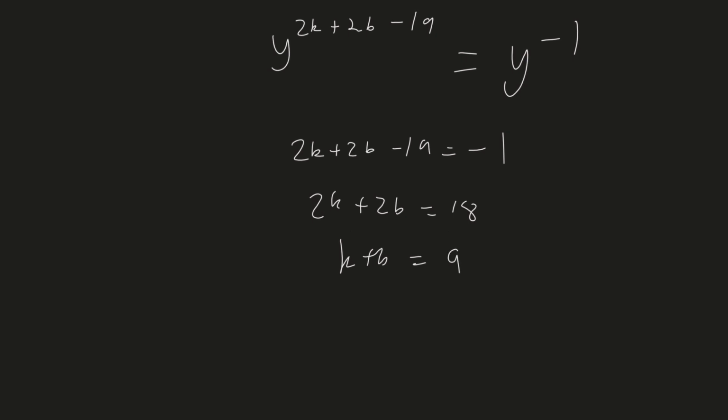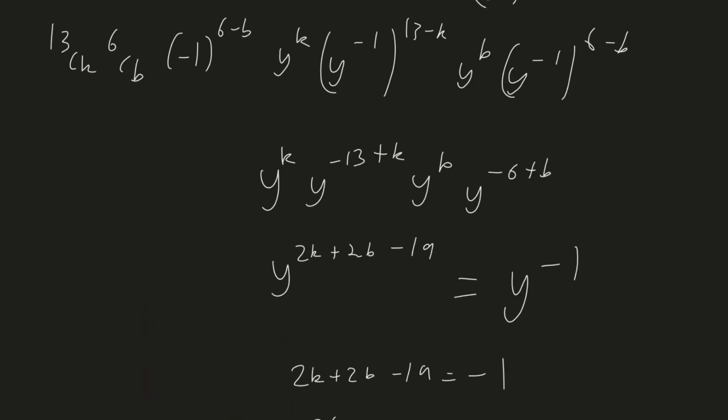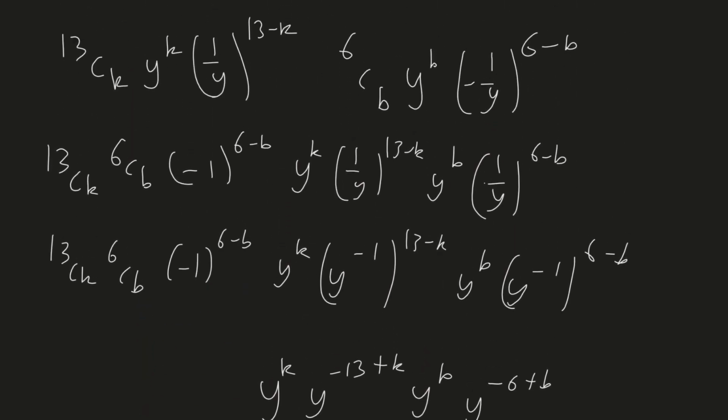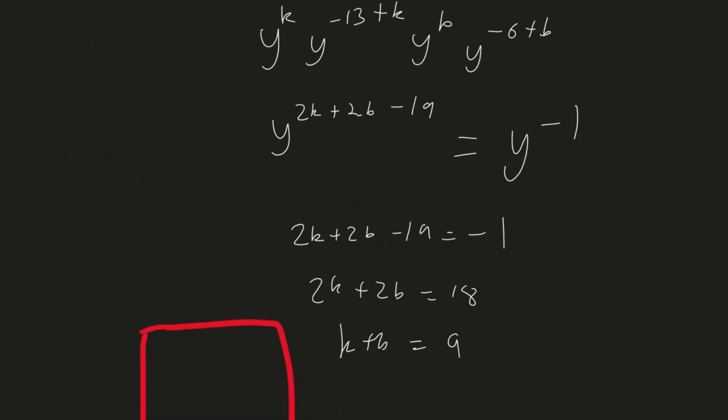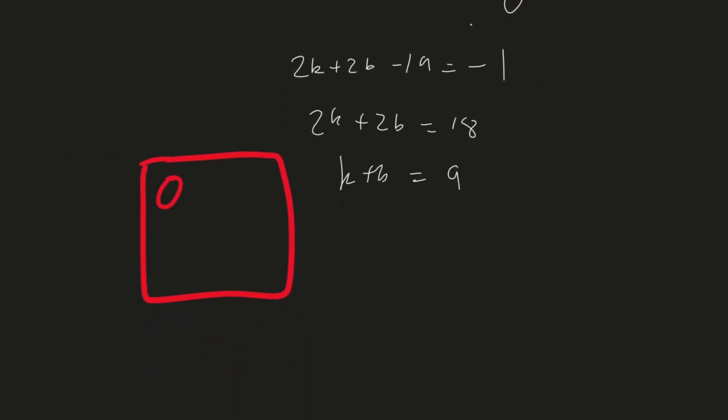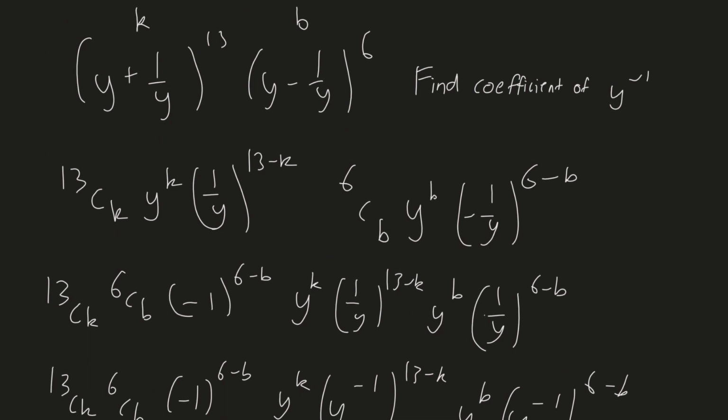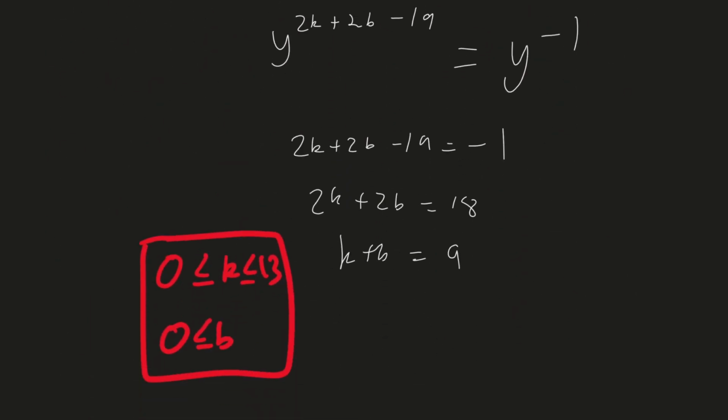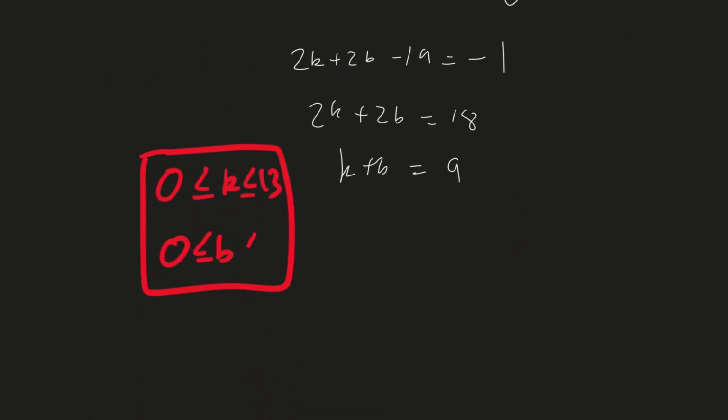But we must remember this important step. Very, very important. k, which has a degree of 13, as we can see here, must be between 0 and 13, and b must be between 0 and 6, because that's the degree of the second bracket. So b cannot be higher than 6 and k cannot be higher than 13.